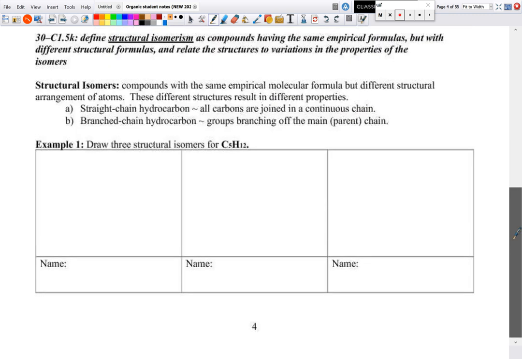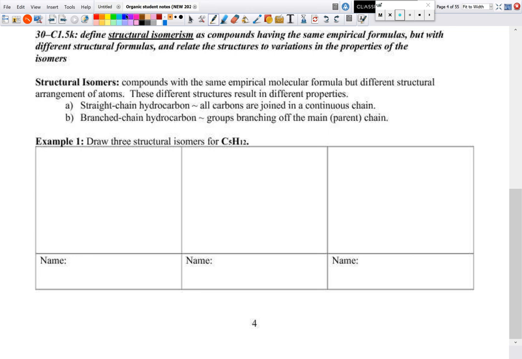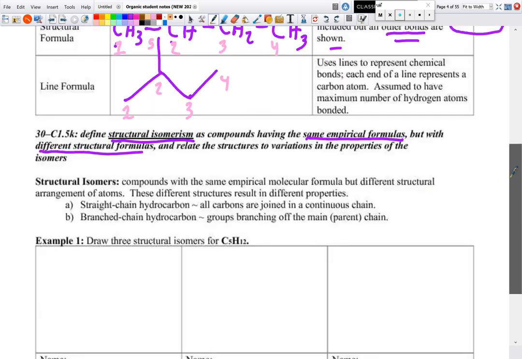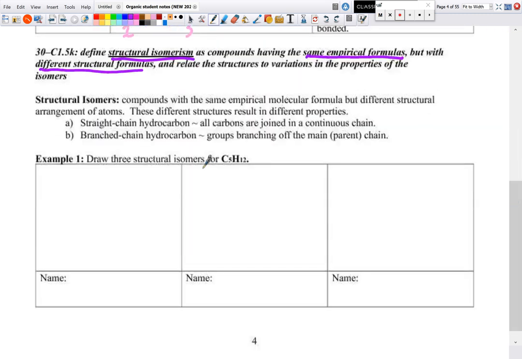Now, structural isomers. This is a term to be very familiar with as well. These are compounds that have the same empirical formula but different structural formulas. So we're going to look at C5H12 again because we just drew it up here, C5H12, right? Now, one of the structural isomers is the one that we just had. I'm going to do condensed structural, just because I like that one. So we had CH3, CH, CH2, CH3, and we had CH3 up here.